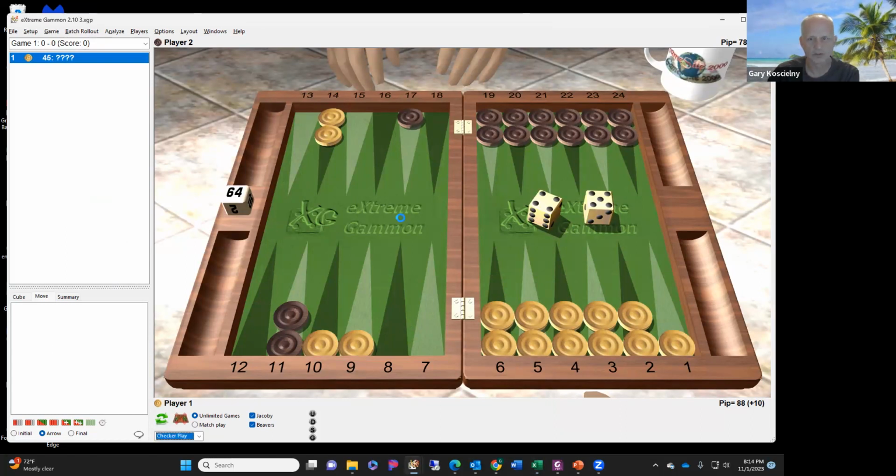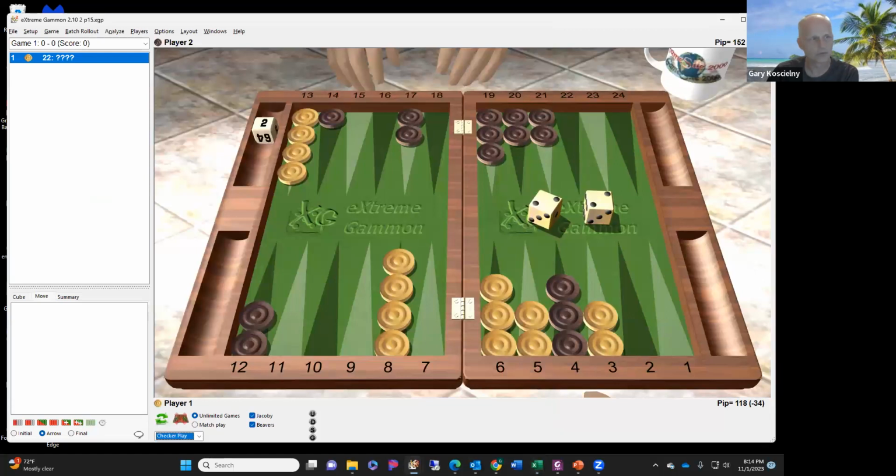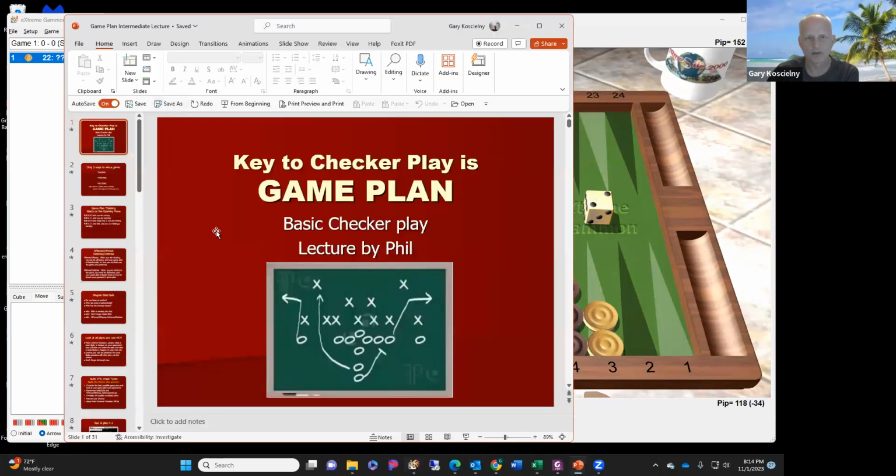This is what I want to look at. This one actually comes from the master class, but a lot of the positions come from some things prepared by Phil Simborg. He's the Backgammon Learning Center.